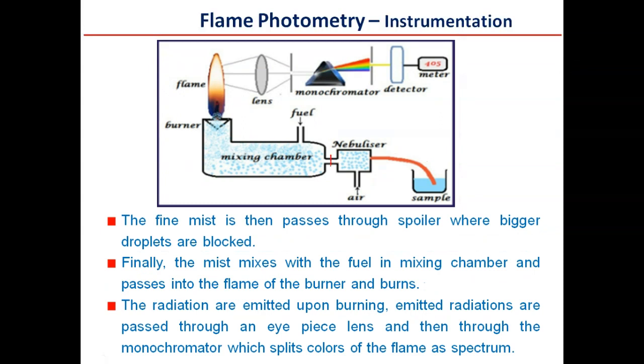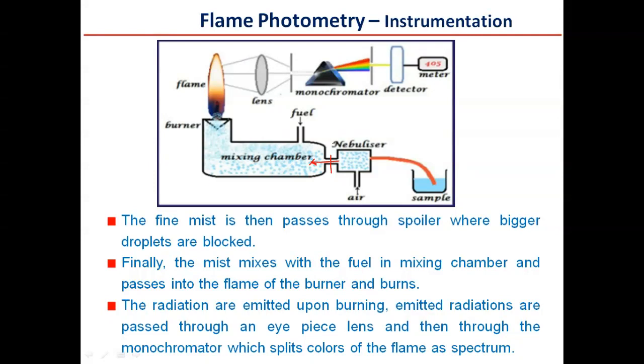spoiler. This is the spoiler. The function of the spoiler is that the fine mist passes through it, while the bigger particles do not pass through. The spoiler filters the bigger particles, and it allows only the fine particles of the mist to pass through. So this is the function of the spoiler. We can call it a connector having filters.